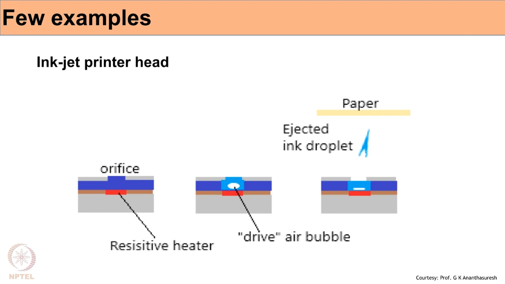Then you have a resistive heater. As you pass some current, it heats up and the air bubble bursts, and that shoots out the ink on the paper. So this is how an inkjet printer head works. This is also a product of microtechnology or microelectromechanical systems.